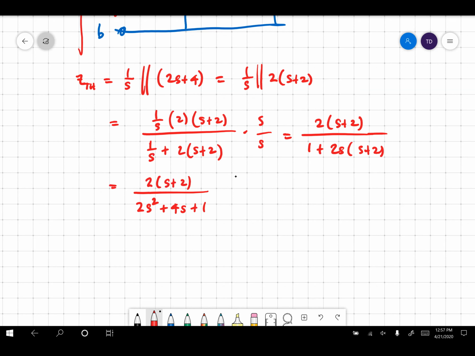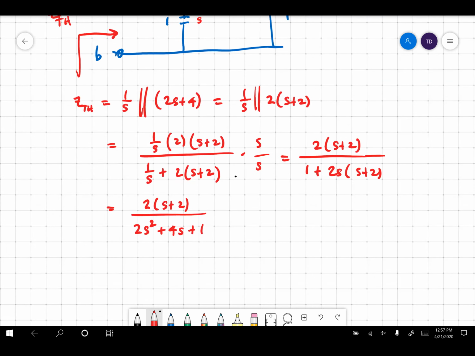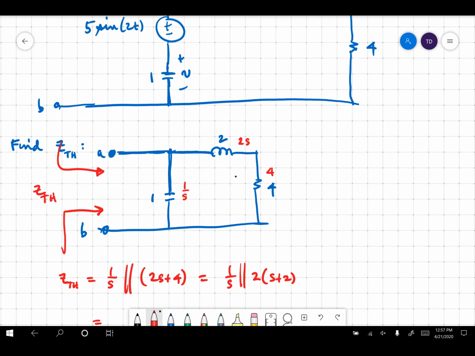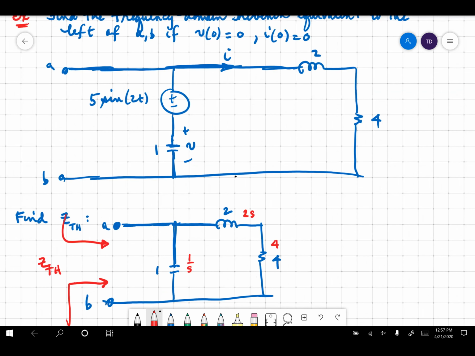Okay, that's half the problem done. That's the Thevenin equivalent. Now, when I go back to this circuit, we see our circuit up here. I can either find the open circuit voltage, obviously we want it in the frequency domain, or I can put a short there and find the short circuit current.